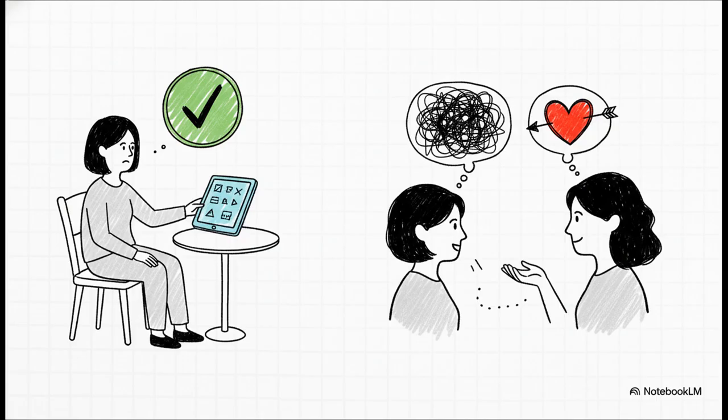And 2, acknowledge their struggle. Just saying something like, I can see this is frustrating. It's okay, we'll get there together, can make a massive difference. It shows you're a partner, not just a bystander.